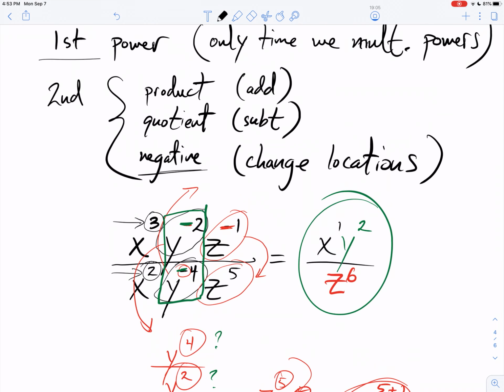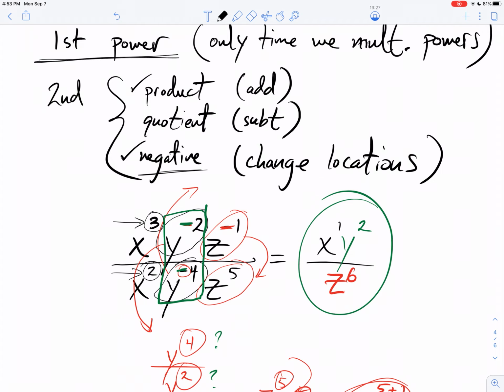Just remember, as long as you do this one first, any of these three could be done second. The order does not matter. Sometimes it's easier to do this one before that one, or vice versa. You will get the same answer as long as you don't make a mistake.